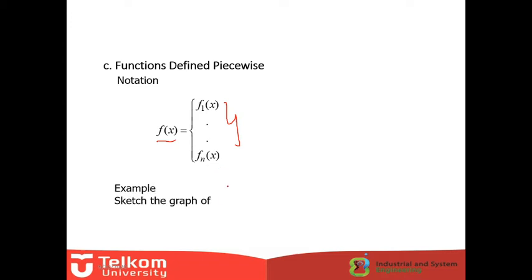For example, sketch the graph of this one. f(x) equals x squared for x less than or equal to 0. And also when the condition is from 0 until 1, there is no equal in here, and also there is no equal in here, from 0 until 1. And also 2 plus x squared for x bigger than 1. So we divide it into 3 regions: less than or equal to 0, from 0 until 1, bigger than or equal to 1.